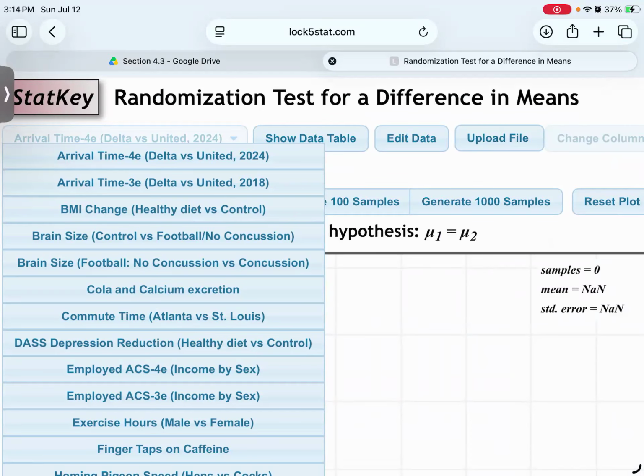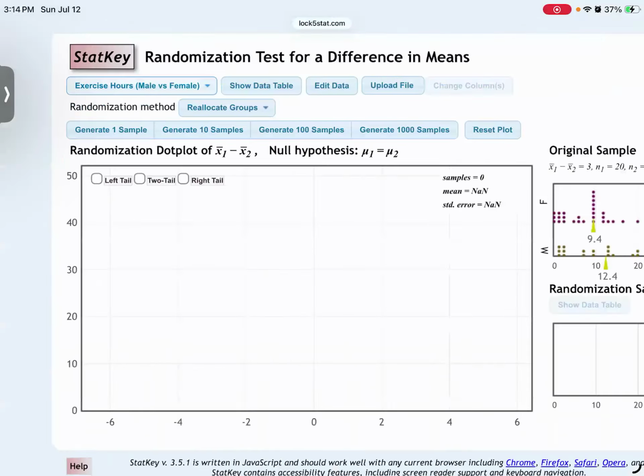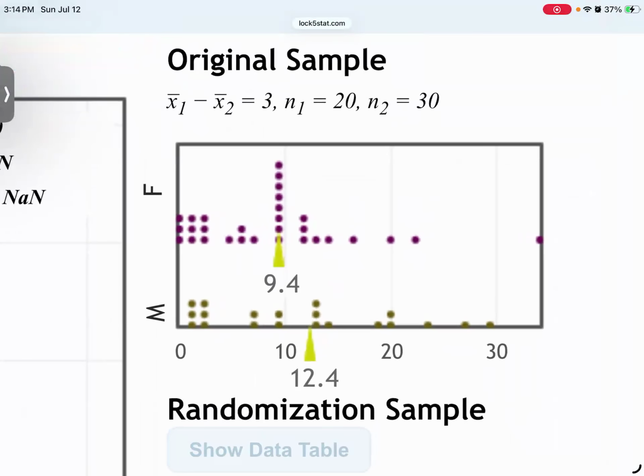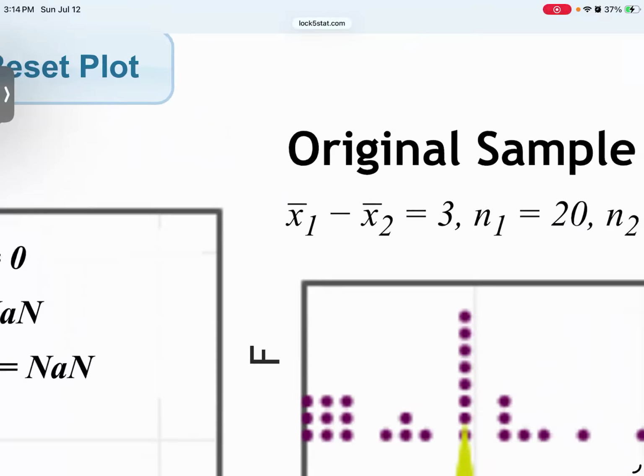And then on the drop down, as you go down a little bit, you should see one that says the exercise hours, male versus female. And you'll see that it's saying exactly what the handout said. Female was 9.4, male was 12.4, male was higher by 3. And now we want to see if that 3 was a fluke or not. Like, is there evidence that males really do, on average, work out more than females?